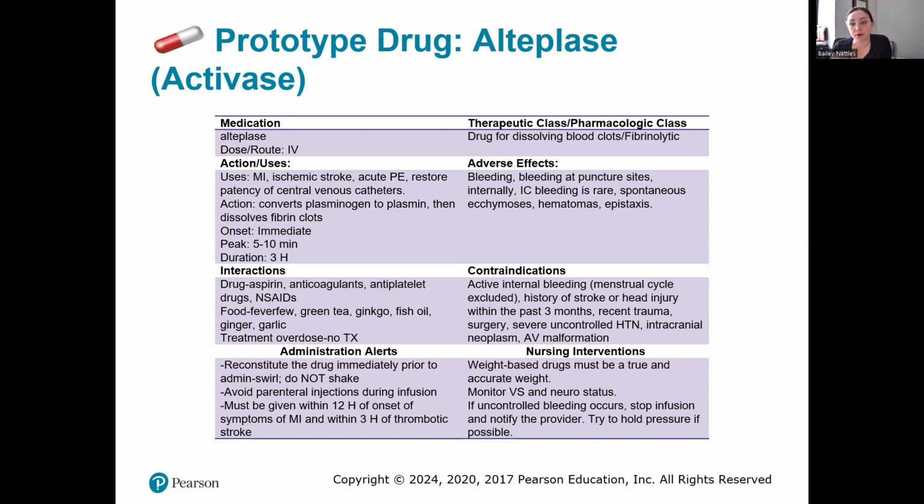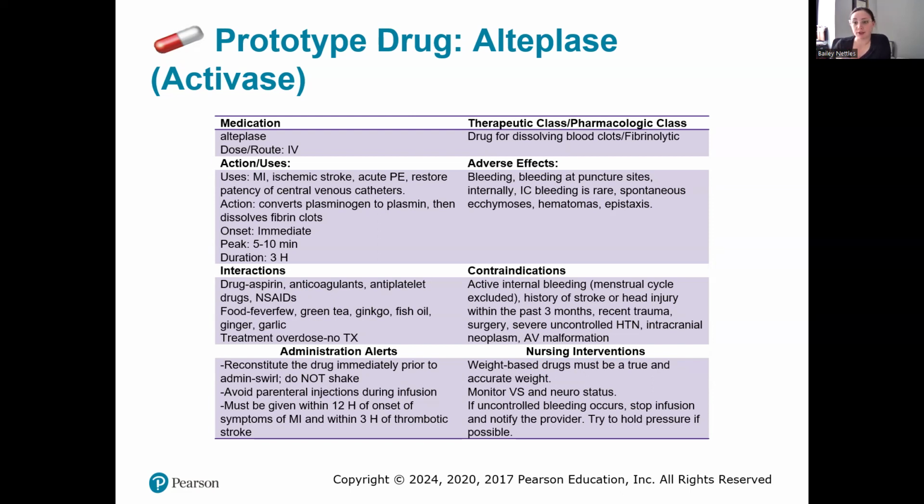All right, history of a stroke or head trauma within the last 3 months. That means you've had some kind of clot probably, or head injury. We don't want the intracranial bleeding to happen because then we can die, right? So we're not going to do that. If it's been 3 months, you're not getting it. Surgery or recent trauma, not happening, okay?